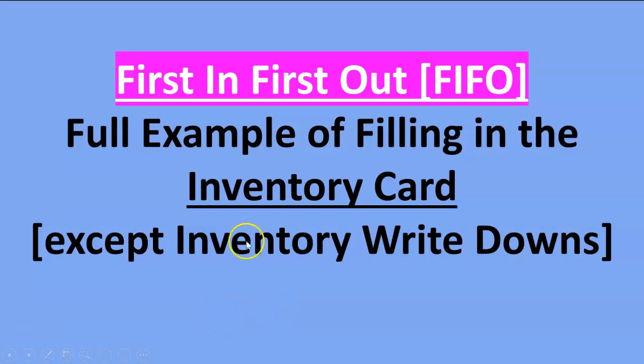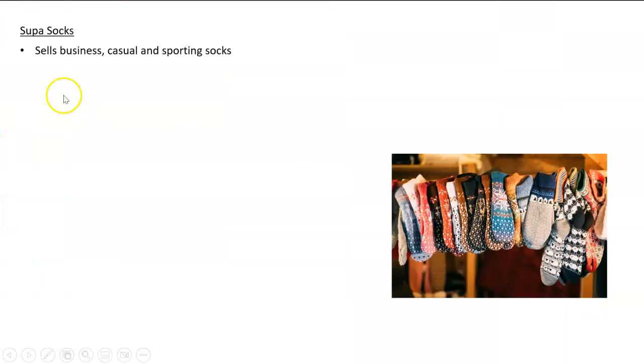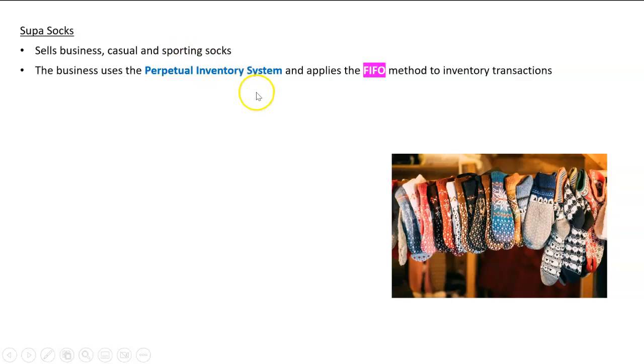Let's do a full example of the first in, first out, or FIFO, method of how to fill in an inventory card, except for inventory write-downs, which we'll deal with in the next chapter. So our business is Super Socks. They sell business, casual and sporting socks.